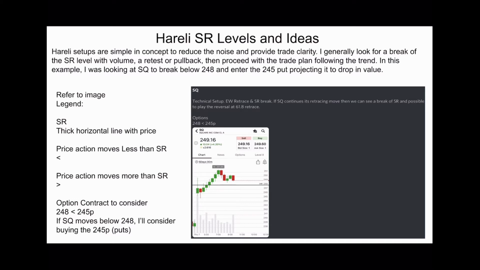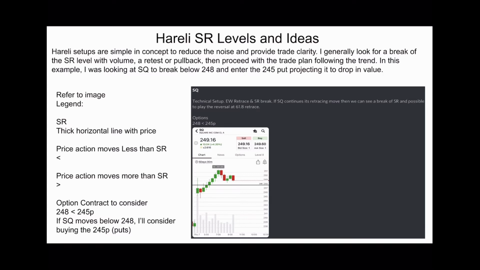Okay, so on the right, in the gray box, that's how it looks in the Discord channel, my ideas channel. And I talk about what kind of setup it is, right? It's a technical setup, Elliott wave retrace, and support resistance break. And 248 below, if the price action moves below 248, then I'm looking to consider the 245 put to make the trade.